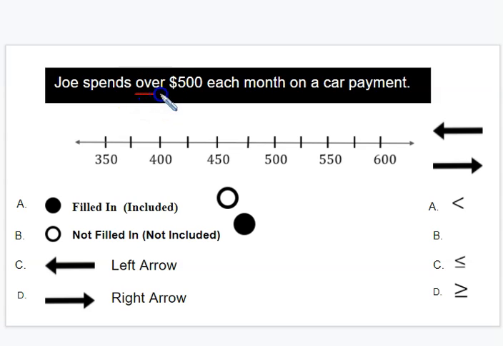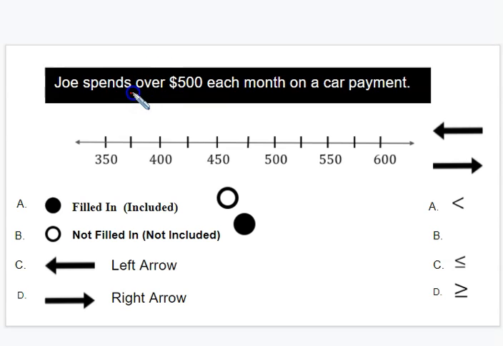Joe spends over $500 each month. How can we represent over $500 on a number line? The boundary point is 500. Will we show that boundary point with a filled in circle, which means 500 is included in the answer? Or will you show it with an open circle, not filled in, which means 500 is not included?